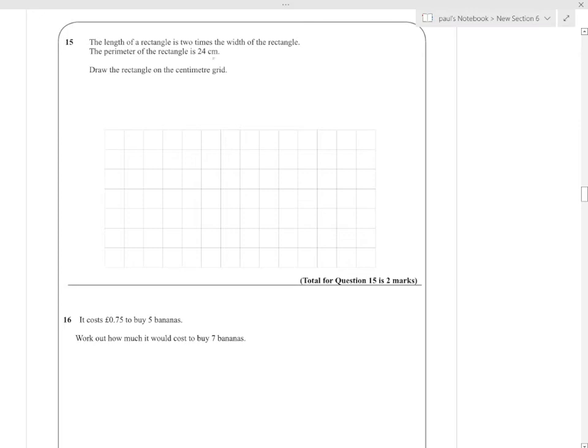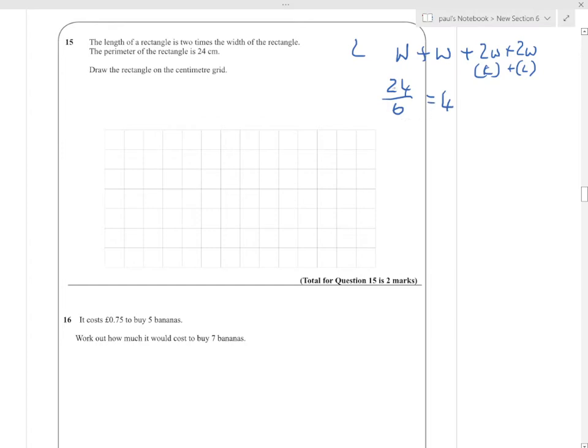So the perimeter is 24. Draw the rectangle on the centimetre grid. So we've got the length is twice the width. So we get the width and the width. And then, because the length is twice the width, we've got 2 widths plus 2 widths, because that's the same as the length, and that's the same as the length. So how many widths have we got? We've got 6 altogether. So 24 divided by 6 equals 4.